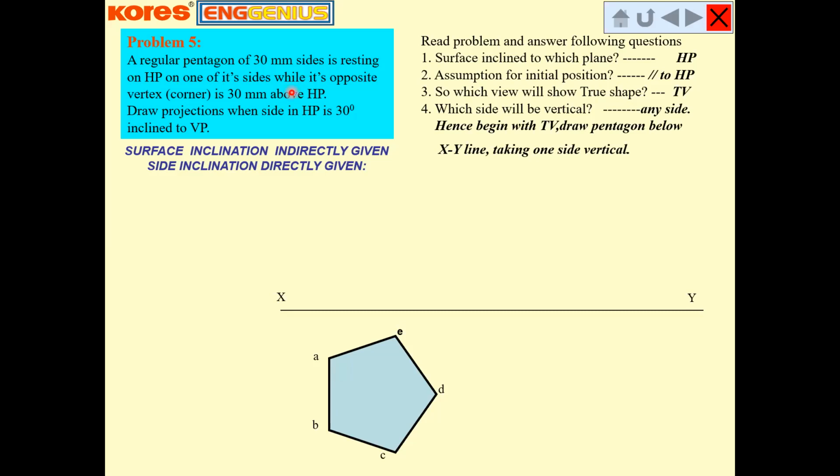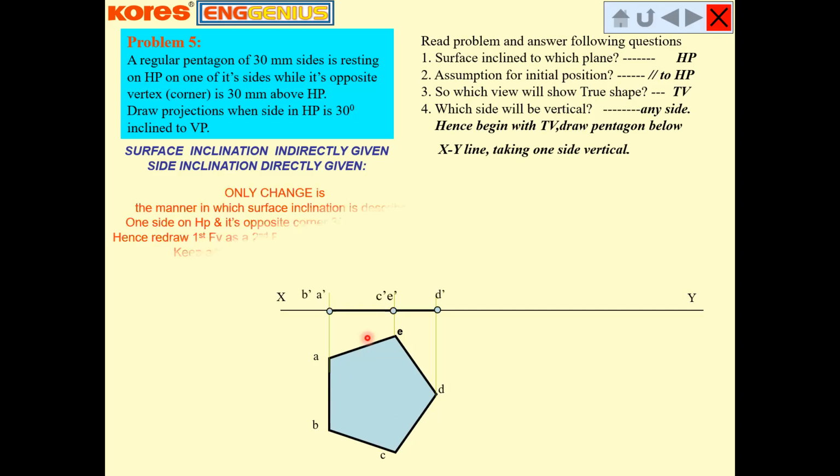Here it is given that a pentagonal plane is resting on one of its sides. That's why we have kept this side on the leftmost side. Clear? And by keeping this side on the leftmost side, we have oriented our true shape. Then take the vertical projection in the upward direction and complete the front view.